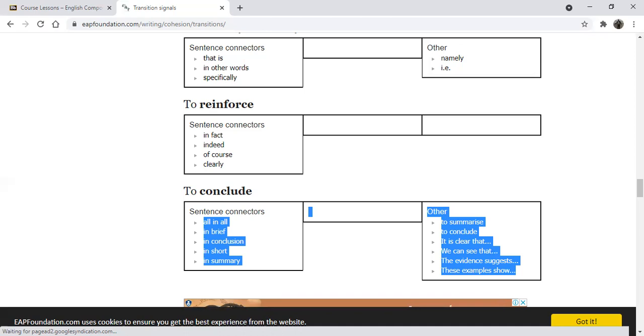Next type is the type used to show concession. Concession transitions show an unexpected result. So this time you are going to give an unexpected result. They are similar to, but not the same as contrast transitions. However, nevertheless, nonetheless, still, but, yet, although, even though, despite, and in spite of. But you have to put into your mind that despite and in spite of are followed by gerund, verb plus ing, or noun.